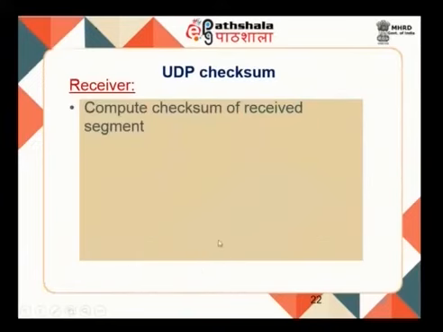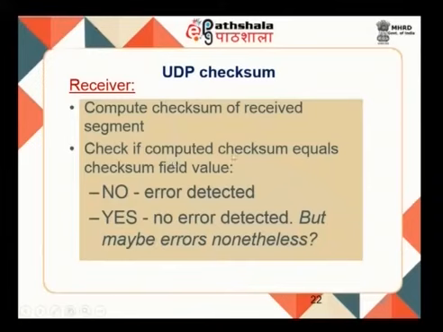At the receiver side, you do the same process, that is, you compute the checksum of the received segment. Check if the computed checksum equals the checksum field value. If it does not match, then there is an error, so you will drop the packet. If the values match, then no error is detected, but there could still be errors. I will leave it to you as homework to think about why that could happen. But predominantly, if your checksum matches, we assume that there are no errors and therefore that the packet has been delivered correctly. So, this is what happens with respect to the checksum.